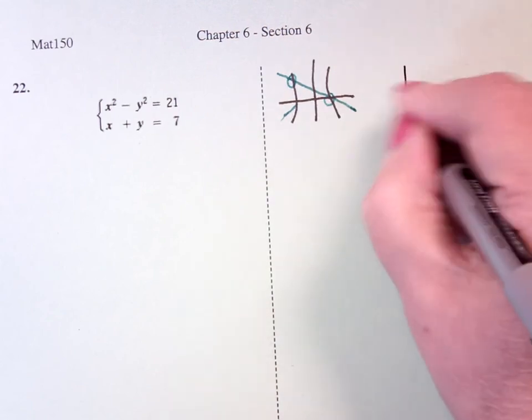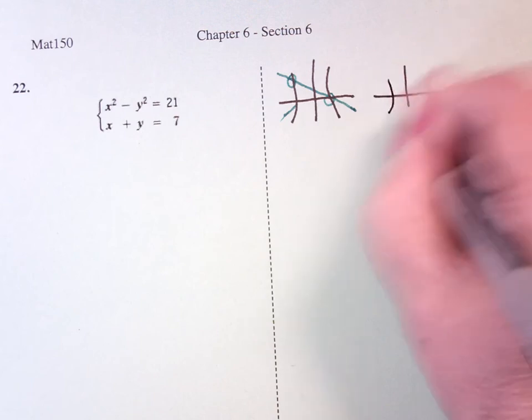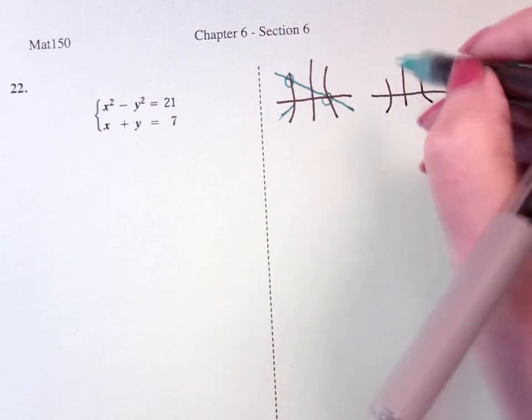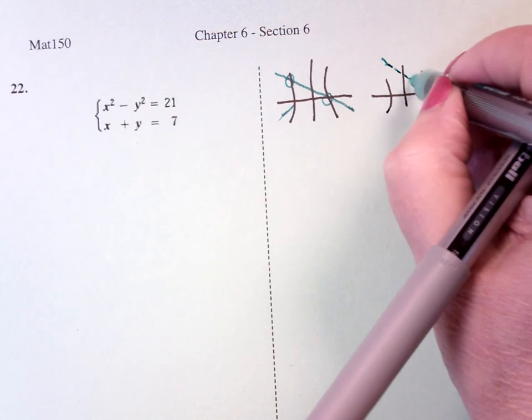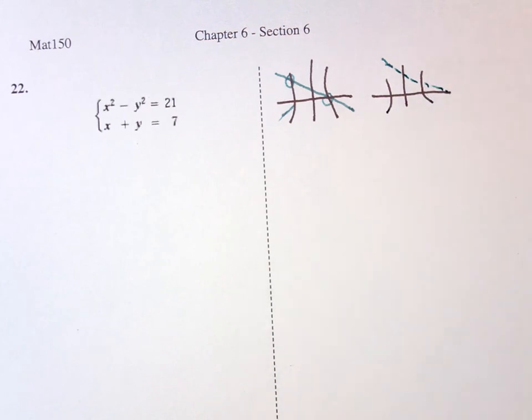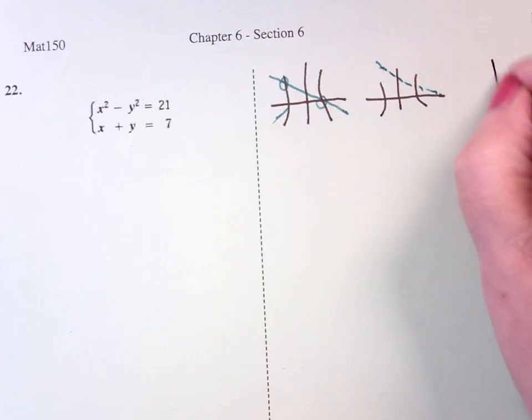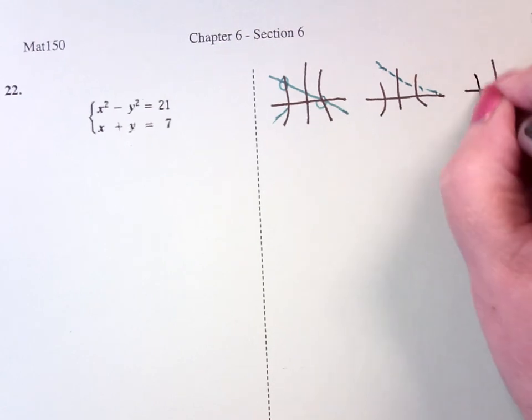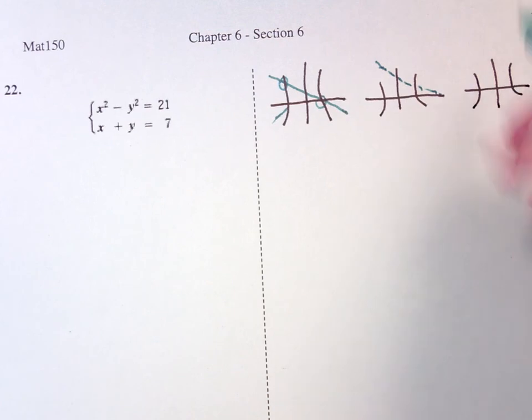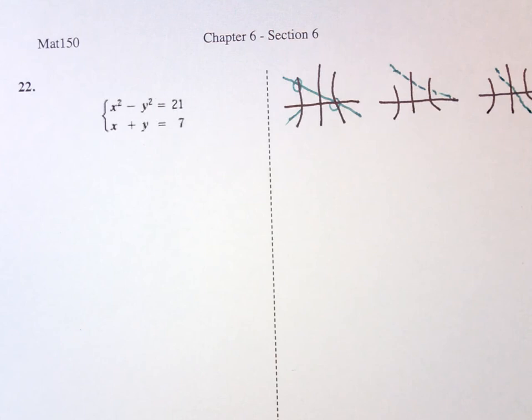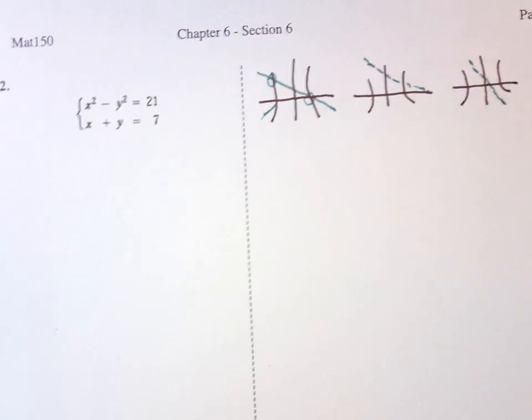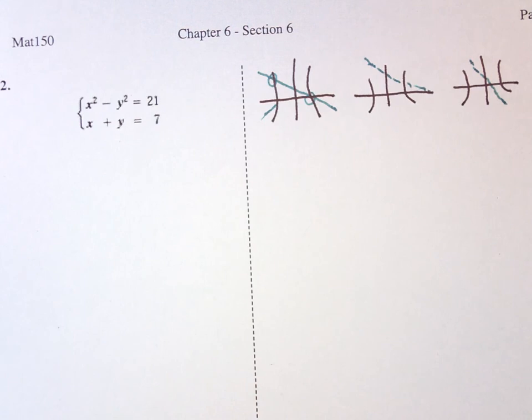If I think about the hyperbola, the line could also come in between, miss one arm, but hit the other, which means you could have one. Or, if this is the hyperbola, the line could come down all the way in between and miss both arms. So I could have two answers, one answer, or no answers. But that's what I'm intersecting: a hyperbola and a line.